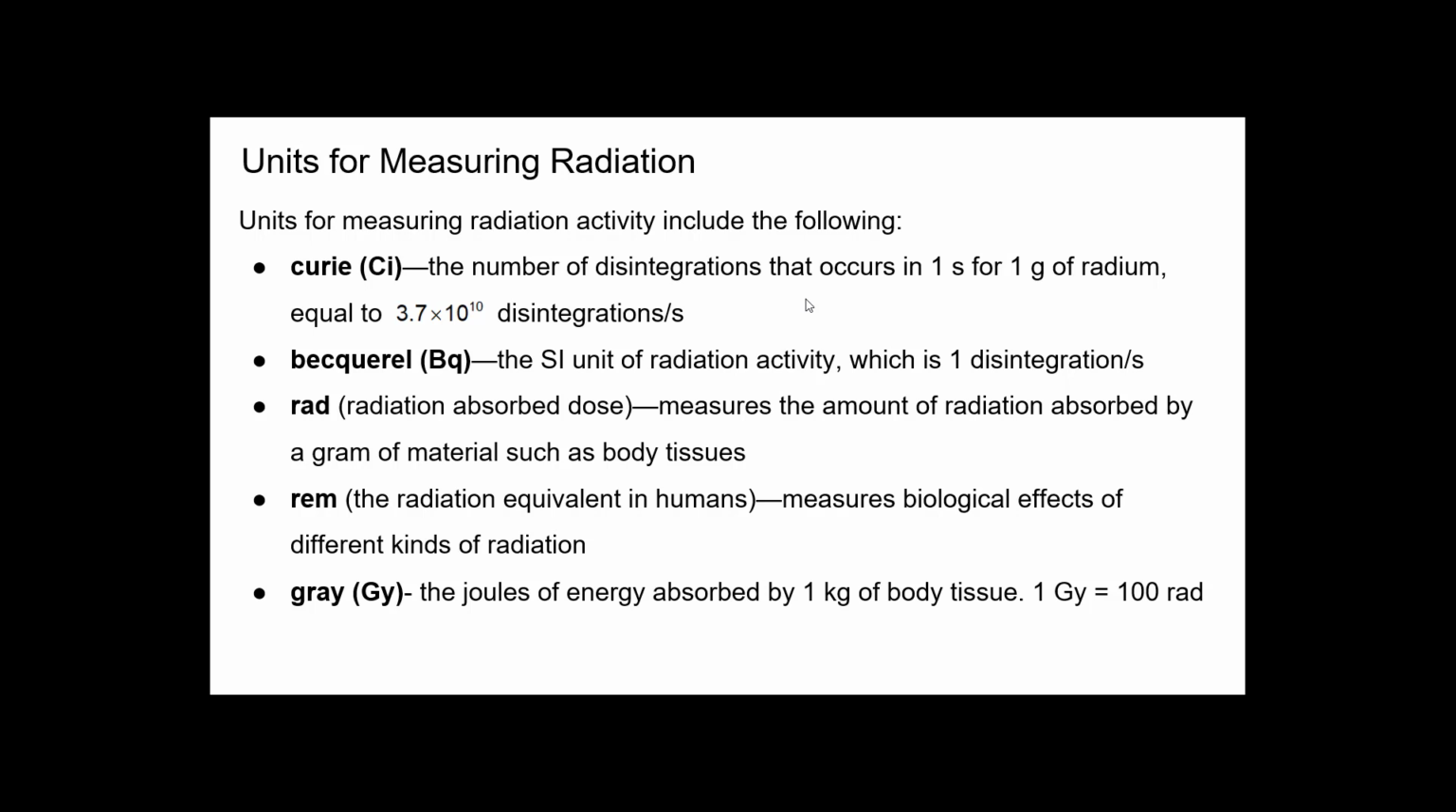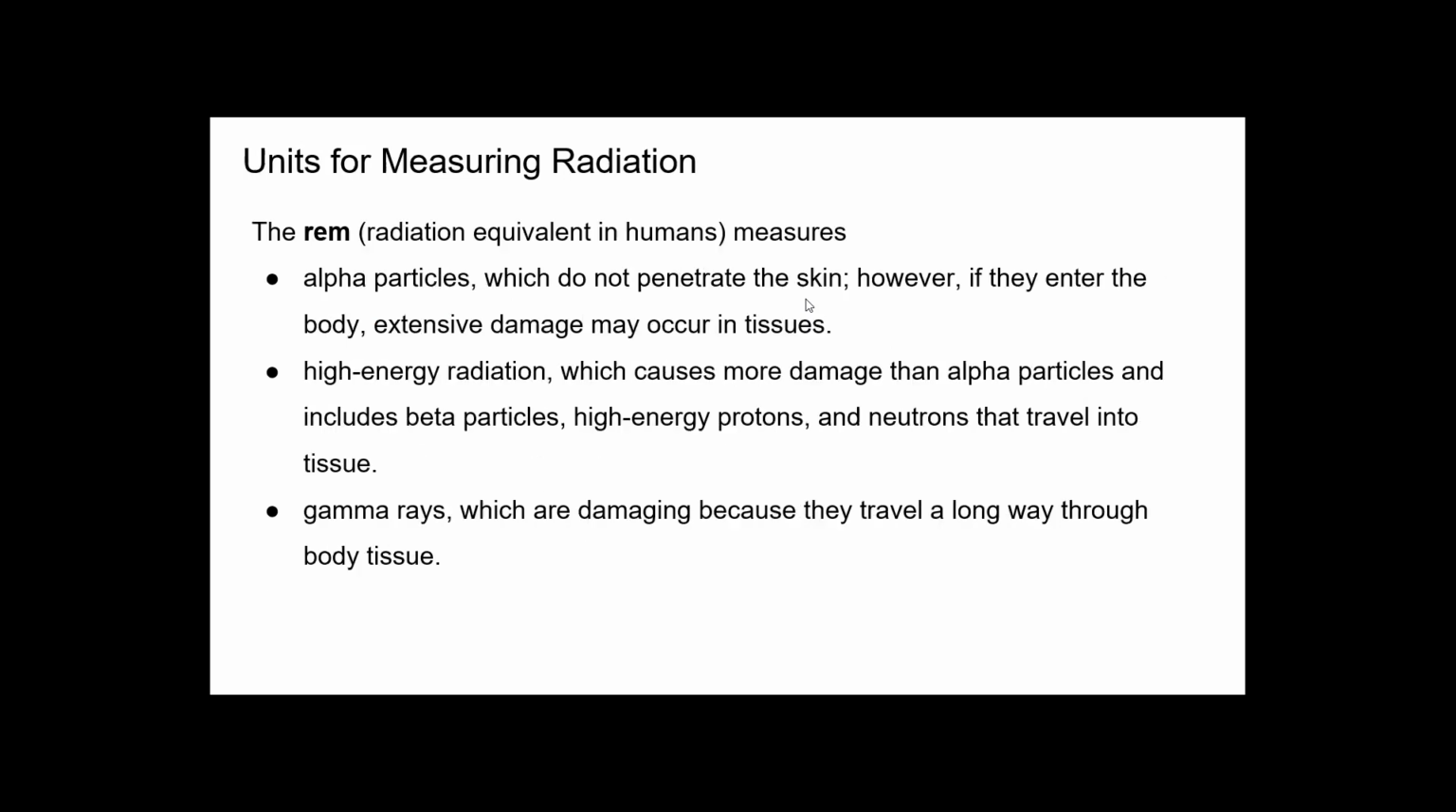Rad is radiation absorbed dose. So this is what's absorbed. It measures the amounts of radiation absorbed by 1 gram of material, depending on what that material is, for instance, body tissue or an organ. REM is not sleep. It is the radiation equivalent in humans. This measures the biological effects of what type of radiation was absorbed. And gray, the joules of energy absorbed by 1 kilogram of body tissue, 1 gray equals 100 rad. Some of these are going to come up later.